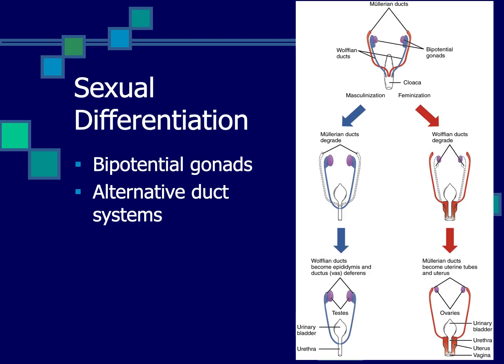This same time is when sexual differentiation occurs. The gonad, the original developing gonad, can form either testes or ovary. It depends upon the hormonal environment. And what will happen depends upon the presence of what hormones. If the testosterone is present, you'll get the development of the male anatomy. If it's not present, then you'll get the development of the female anatomy.